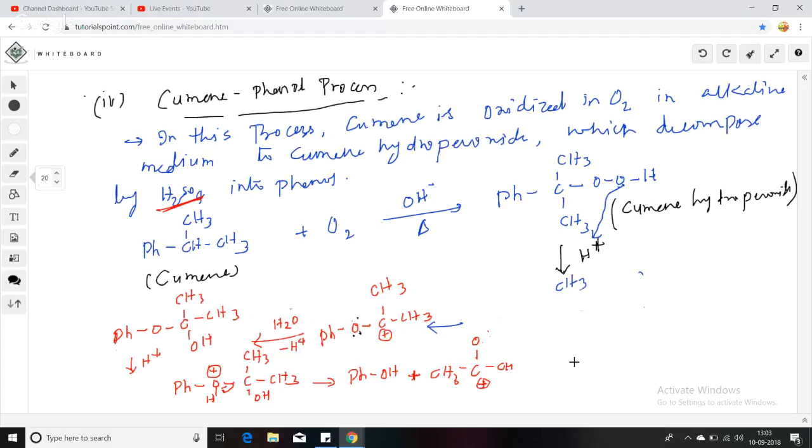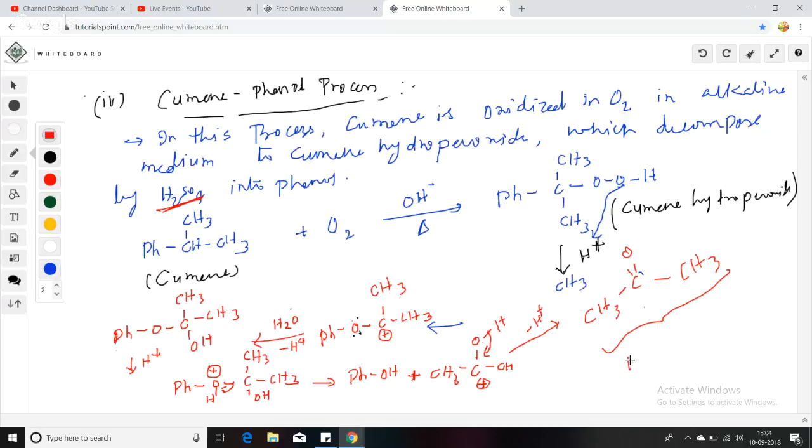So the last step: we have got phenol over here, and to complete this reaction we have OH present like this. Finally, this is electron deficient, so it takes this bond pair of electrons, and from this molecule H plus comes out, and we'll get CH3 C double bond O CH3. So we'll get acetone plus phenol. We also call this cumene hydroperoxide rearrangement, and it is also known as the cumene phenol process.